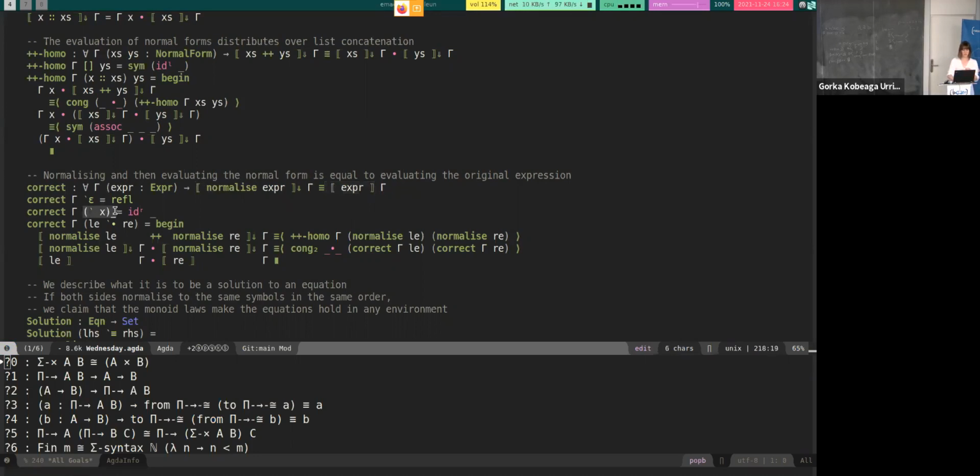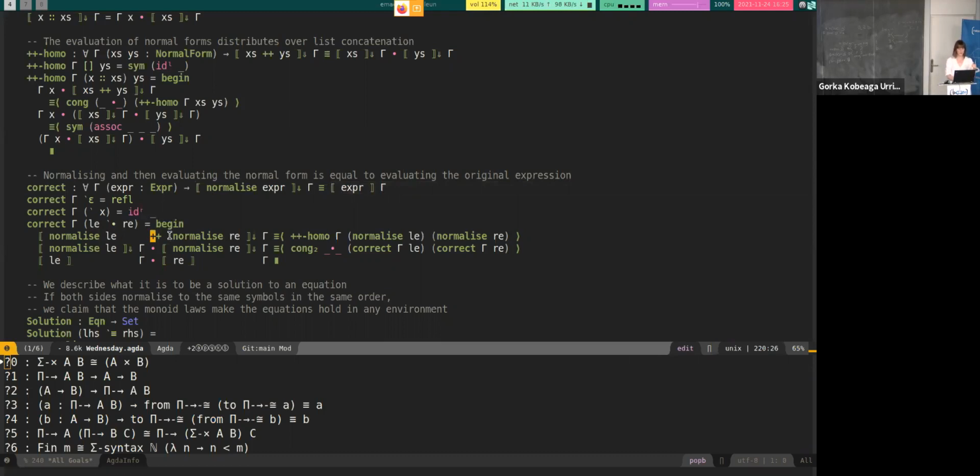If it's a symbol, normalizing it is going to give you a list with just that one symbol. It's going to be x cons the empty list, and evaluating x cons the empty list is going to give you whatever the meaning of x is composed with epsilon. So we have the meaning of x composed with epsilon, and on the right hand side we have only the meaning of x. So we need to apply identity on the right, and this is where we use one of the monoidal laws to prove this.